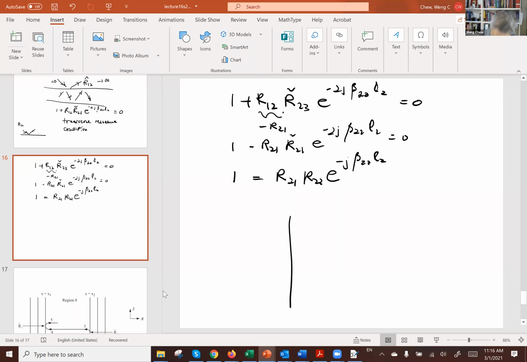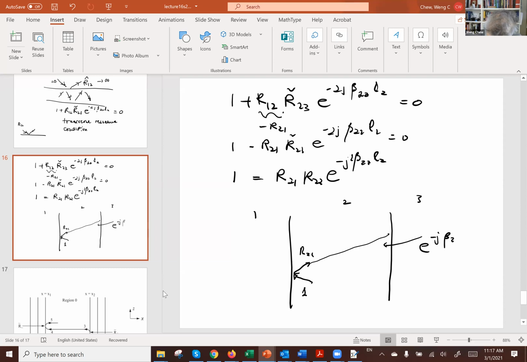Think of this as region 1, region 2, region 3, and I have a wave starting out with amplitude 1. The first time it bounces off, it bounces off with the reflection coefficient R21. Then it travels a distance, and there should be a factor of 2 here, e to the minus j beta 2z L2, where L2 is the length of this region. It will gain the phase of that.